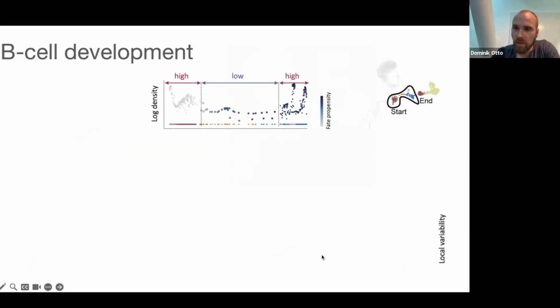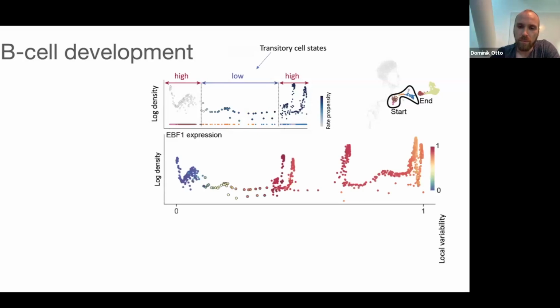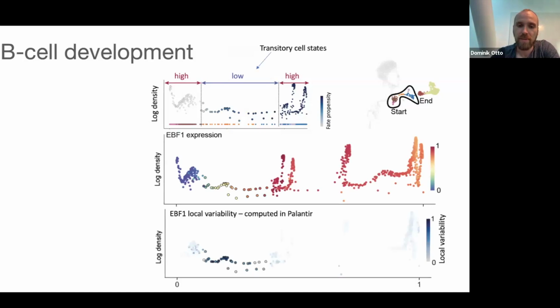And when we really look at these transitions and what's happening there, we, for instance, already see, based on fate probabilities that we can compute with Palantir, that this is the commitment phase, where the fate probability really goes up. And when we look at what's happening there in terms of gene expression, for instance, one of the main transcription factors of B-cell differentiation really comes on in this transitory phase.